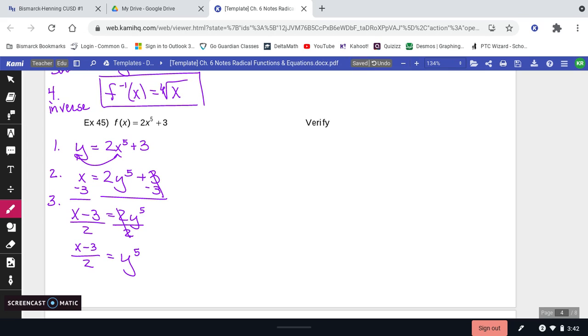And then finally, last step here, I'm going to get rid of that exponent. So I've got to take the fifth root of both sides. Now that fifth root cancels out that exponent. So last step, write it as an inverse. F inverse of x equals the fifth root of x minus 3 divided by 2. And here is your inverse.